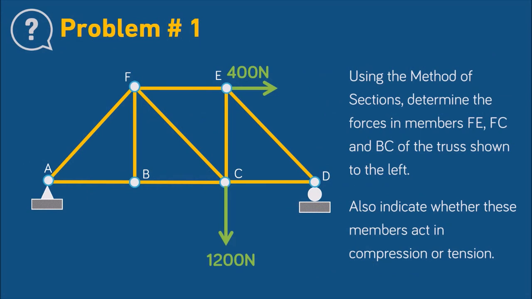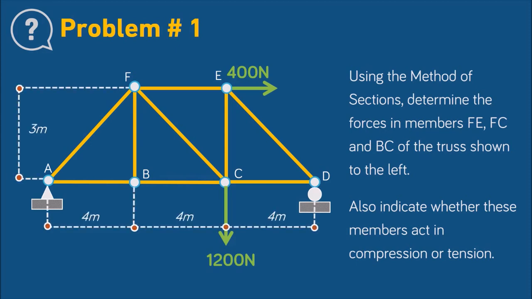Okay, let's get right into analyzing a sample truss. The dimensions of the truss are indicated as shown. We are going to use the method of sections to determine the internal axial forces in three members FE, FC, and BC. We also have to indicate whether they act in compression or tension.